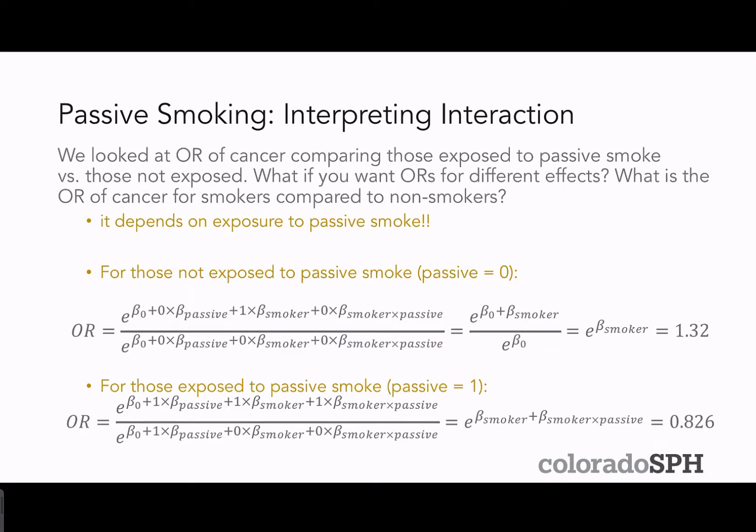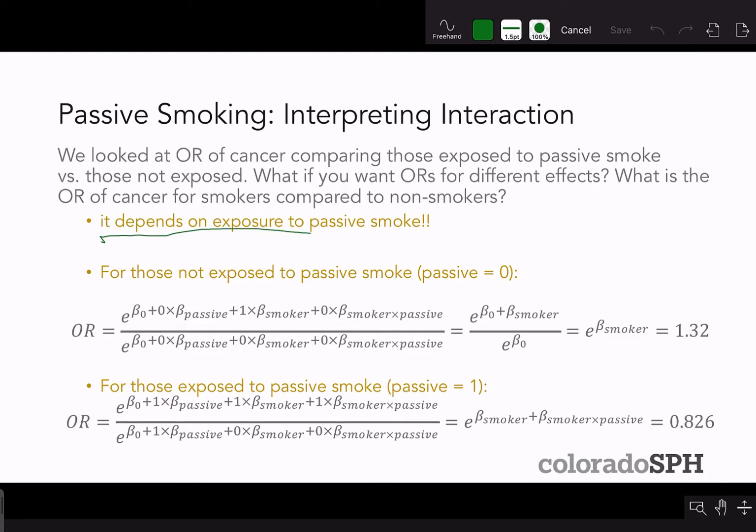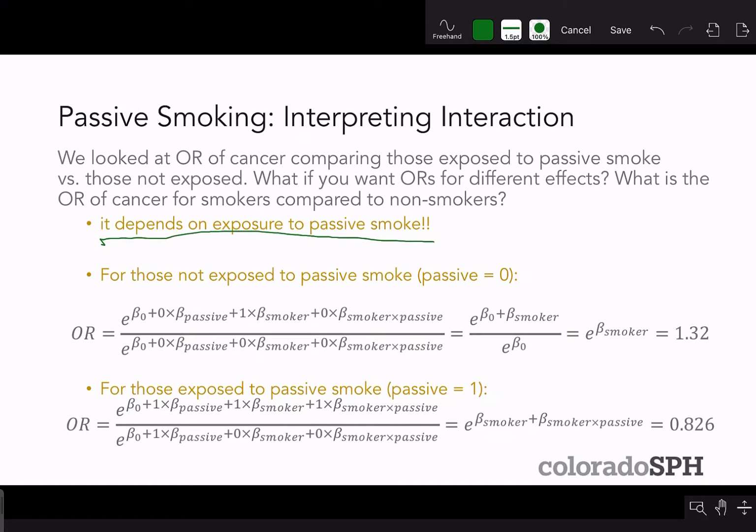So in the last slide, we looked at the odds ratio of cancer comparing those exposed to passive smoke versus those not exposed. But what if we want a different odds ratio, for a different effect? For example, what's the odds ratio of cancer for smokers compared to non-smokers? Again, it depends on passive smoke because the smoker covariate is in the interaction term. But for those not exposed to passive smoke, now we're going to be looking at a ratio of odds ratios.